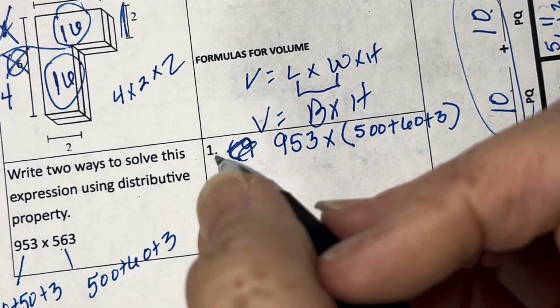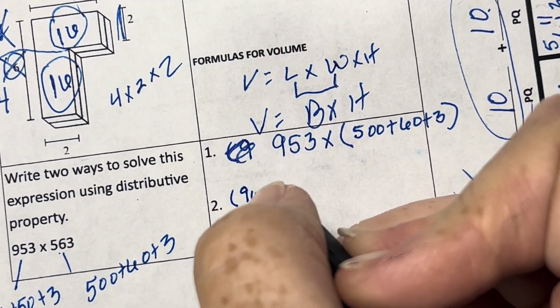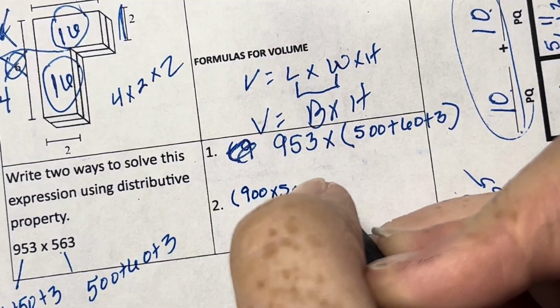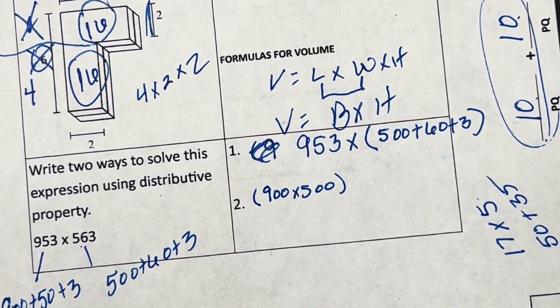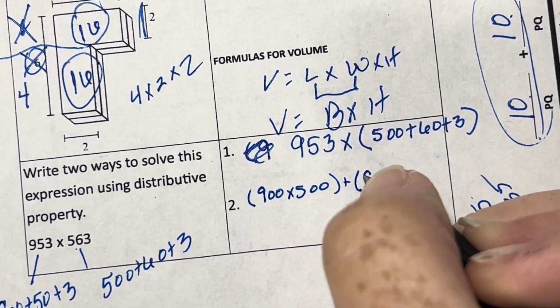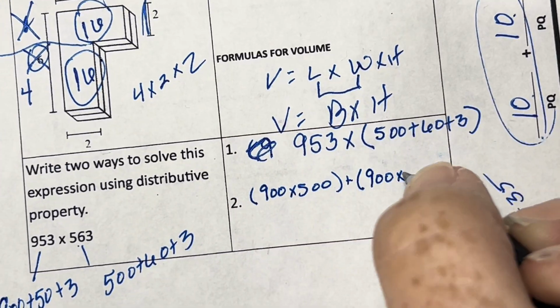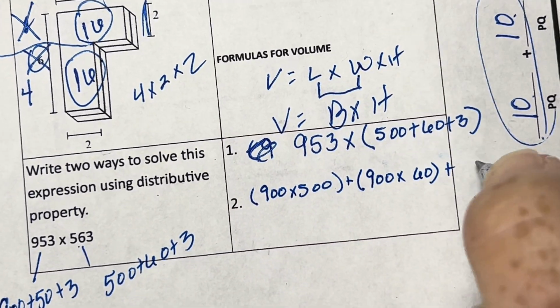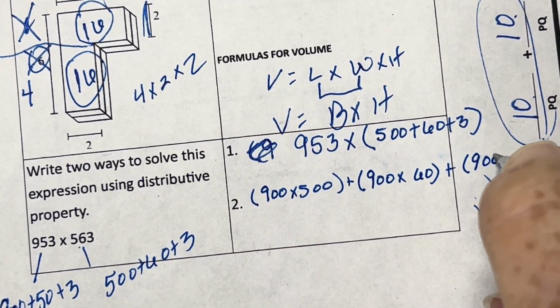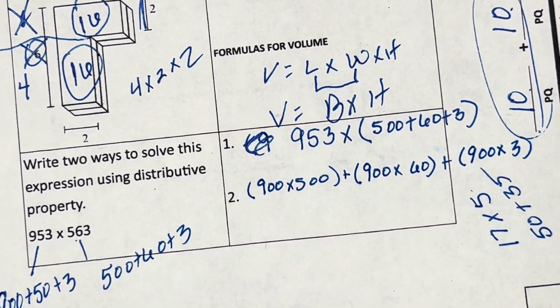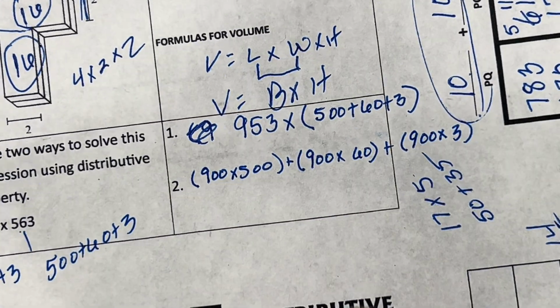Okay, so let's look at 900 first. 900 times 500, plus 900 times 60, plus 900 times 3. Okay, so we got the 900 down.